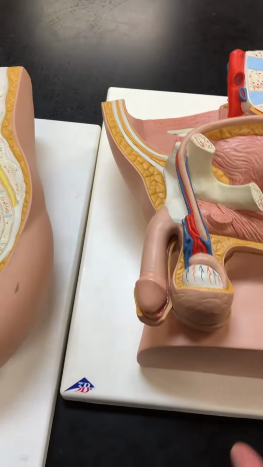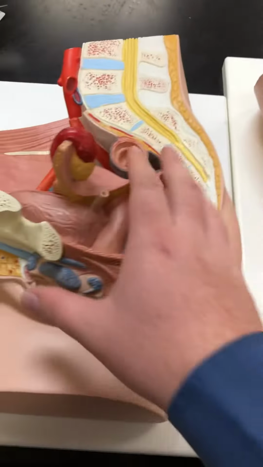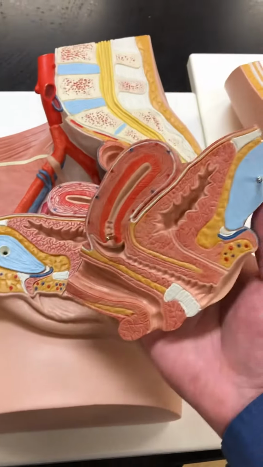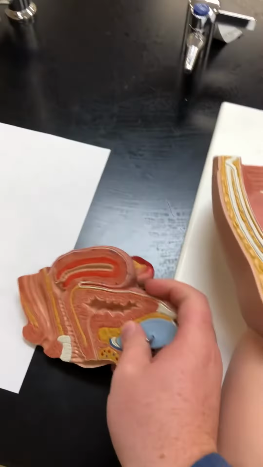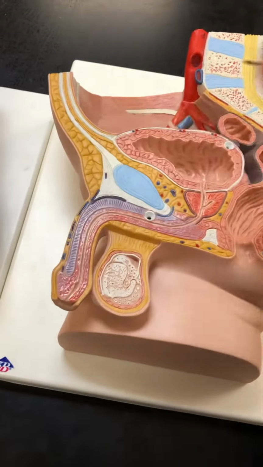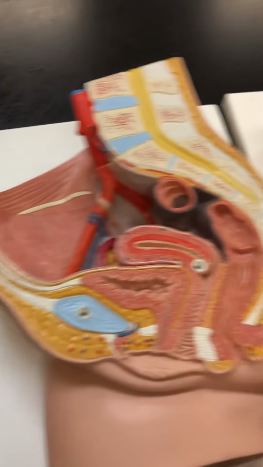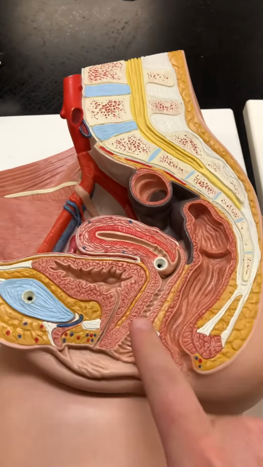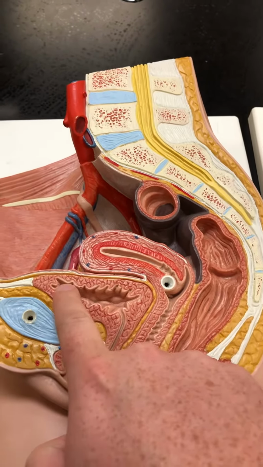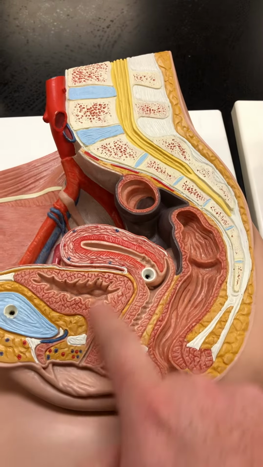And so on both models, there's a little piece that can pull out right here. Set this right here. It's a little piece that can pop out here as well on the male model. We'll set both of those on the side. And then we can find the bladder on both models. It has almost like a spiky shape on these particular diagrams.